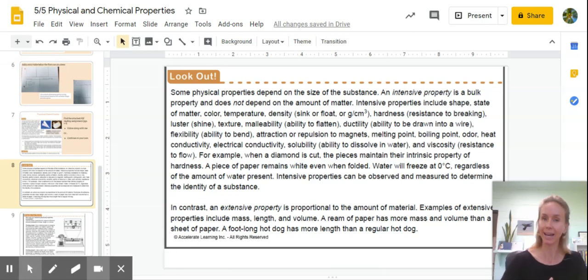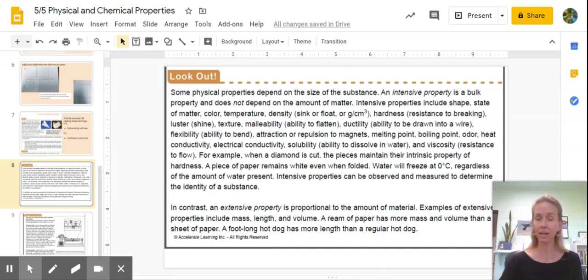In contrast, an extensive property is proportional to the amount of the material. Examples of extensive properties include the mass, the length, and the volume of matter. A ream of paper, so that's like the rectangular package that printer paper would come in, has more mass and volume than a sheet of paper. A foot-long hot dog has more length than a regular hot dog. So that's just a little differentiation between those properties.